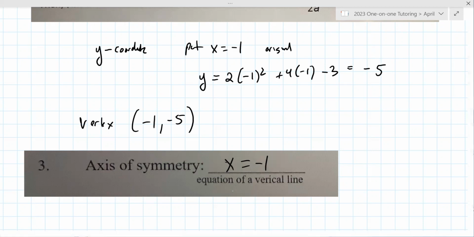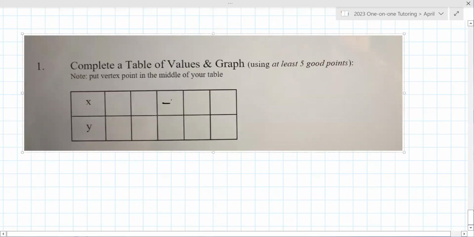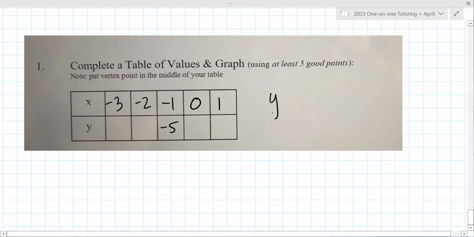All right, now let's go back and do the table. 5 good points. So the vertex goes right in the middle: -1, -5. And you go right to 0 and 1, and then left 2. And because there's symmetry, you don't have to do them all. You just have to do 2 of them. I would recommend doing the nice ones like 0 and 1.